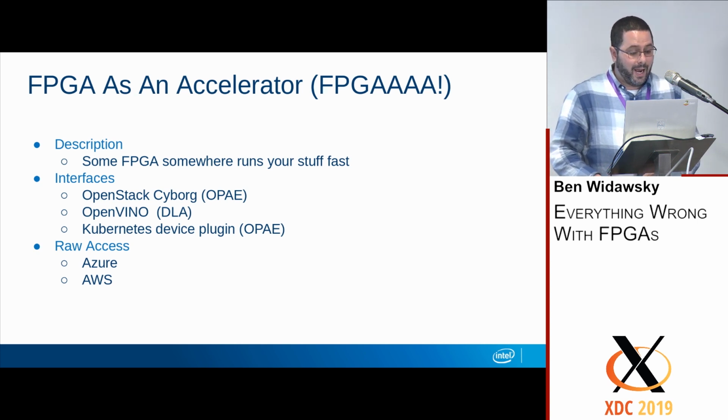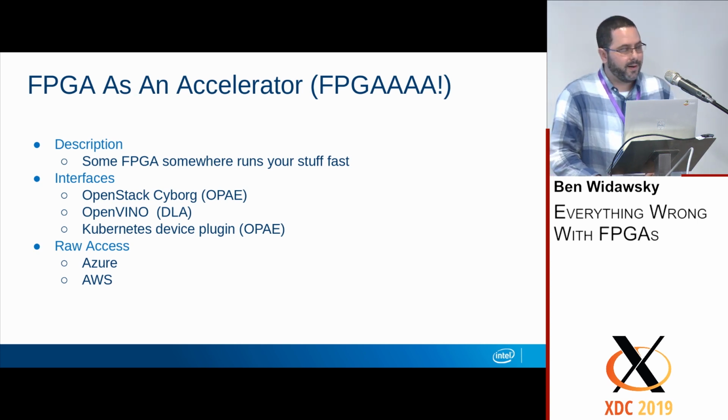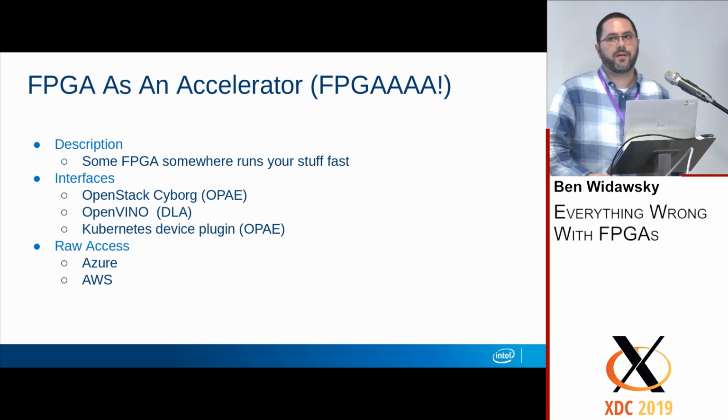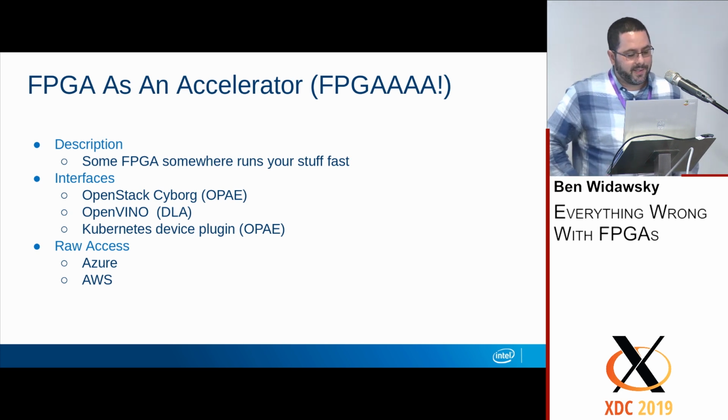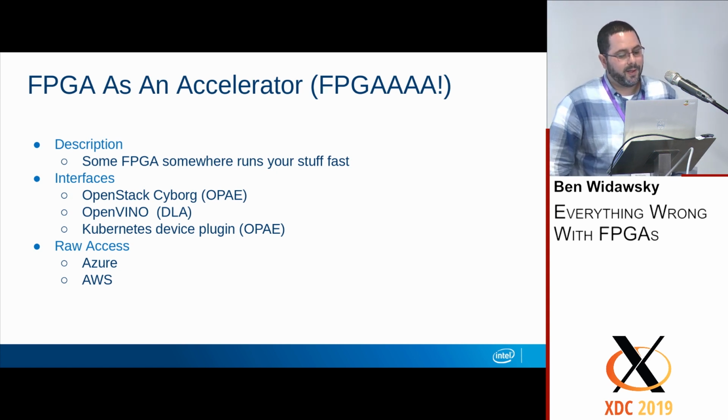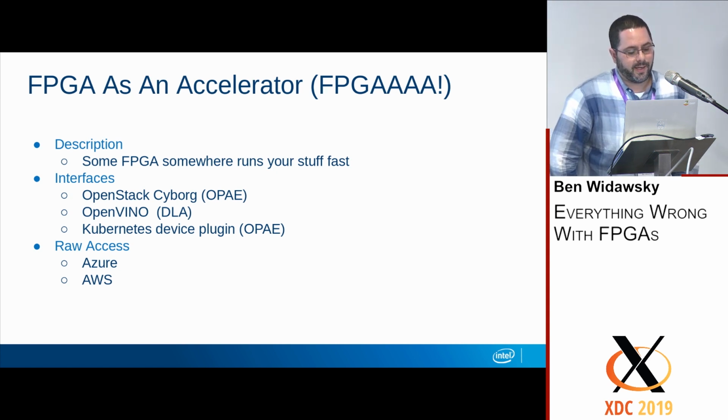Okay, the FPGA. This is where Intel specifically has invested a lot of money. The idea is there's an FPGA somewhere, and it helps you do things fast. And there's kind of two main ways to get to this. The first is you have some sort of runtime, and I've listed 3 of them. OpenVINO and DLA are Intel specific. Well, they're open, but it's primarily Intel.